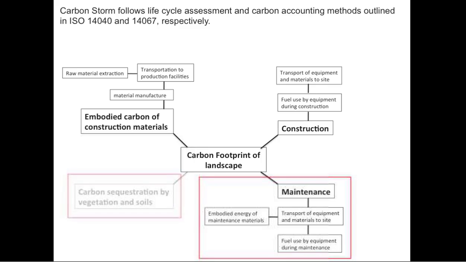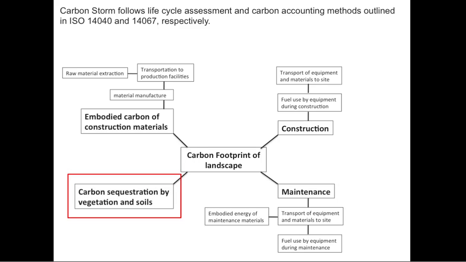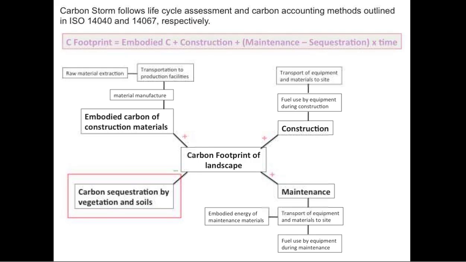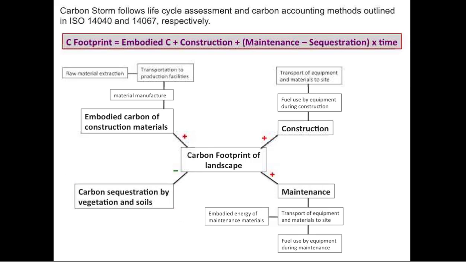For those landscape elements that include vegetation, the model also considers potential for carbon sequestration over the design scale or lifetime expected for that particular practice. So then to calculate the carbon footprint, the model simply sums the embodied carbon and construction emissions, and then the maintenance and sequestration rates over the time frame of interest, which again is typically taken as the expected design life for that stormwater practice or urban surface, etc.